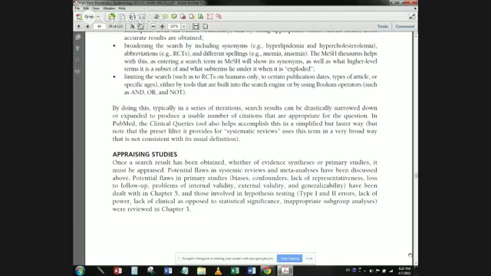Appraising studies. Once a research result has been obtained, whether of evidence syntheses or primary studies, it must be appraised. Potential flaws in systematic reviews and meta-analyses have been discussed above. Potential flaws in primary studies, biases, confounders, lack of representativeness, loss to follow up, problems of internal validity, external validity, and generalizability have been dealt with in Chapter 5, and those involved in hypothesis testing, for example, type 1 and 2 errors, lack of power, lack of clinical as opposed to statistical significance, inappropriate subgroup analysis, were reviewed in Chapter 3.